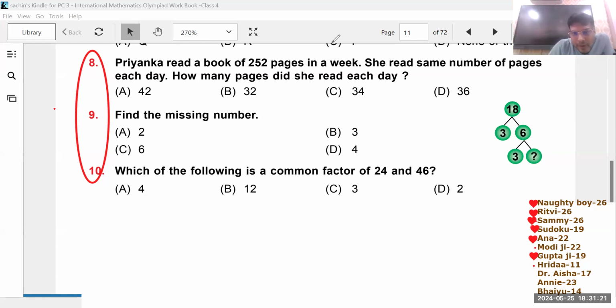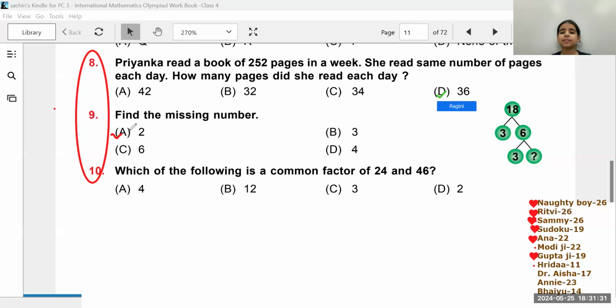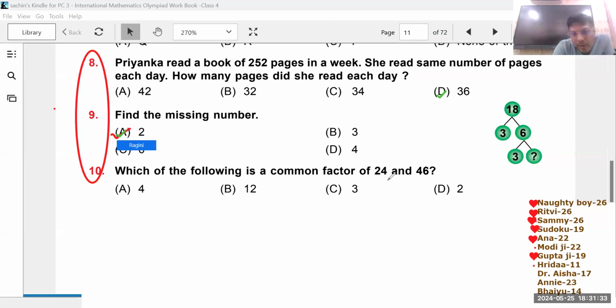All right. Let's see, guys. Everyone got it correct. I sent, sir. Ma'am, mark the answers. Got it correct. So, find the missing number. And which of the following is a common factor? So, 2 is a common factor. So, these are pretty easy.